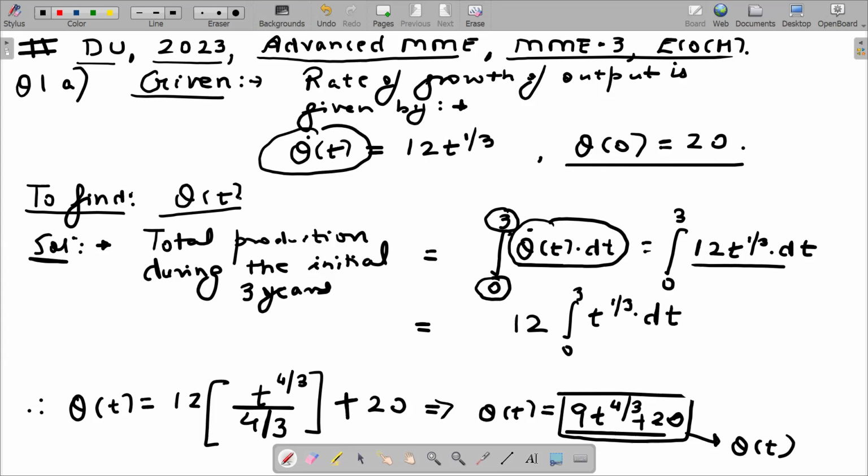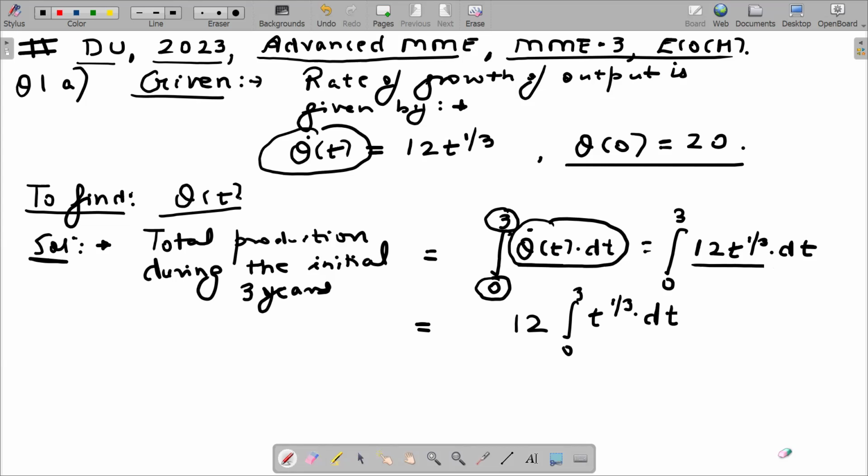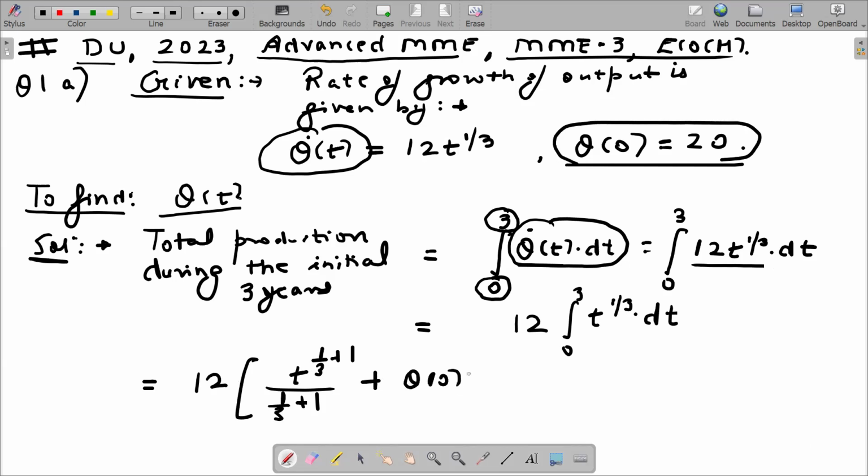Now this is a definite integral. What do I get when I integrate t to the power 1/3? When I integrate it, I get 12 times t to the power 1/3 plus 1 over 1/3 plus 1, plus the initial output level at time period 0, which was 20. And I run this from 0 to 3.